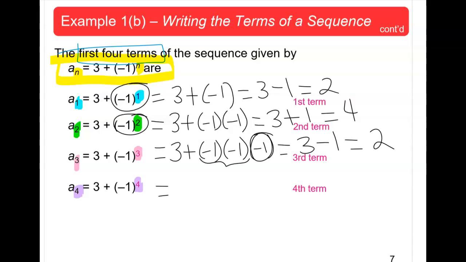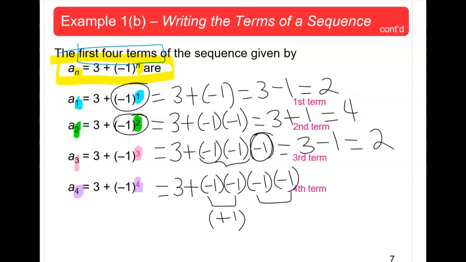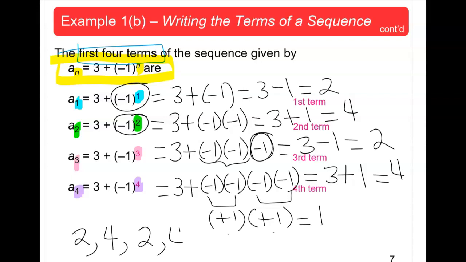For the next problem, we're going to have 3 plus -1 to the fourth power. So if we have the product of -1 four times by itself, from the first 2, we will get a positive 1. And then from the other 2 -1s, we also get a positive 1. So if you multiply positive 1 times positive 1, you definitely get a positive 1. So for this term, we're going to have 3 plus 1, and that will equal 4. So if we were to list our first 4 terms for the sequence, they will be 2, 4, 2, 4.